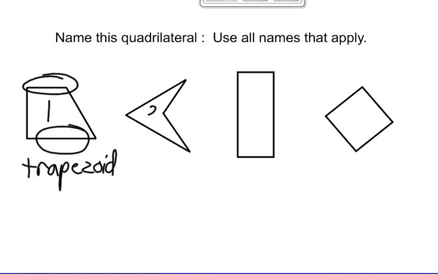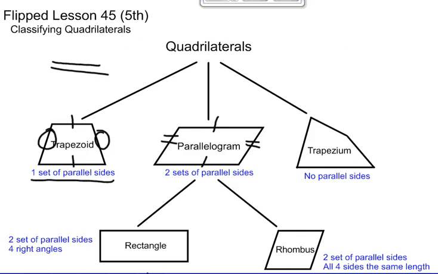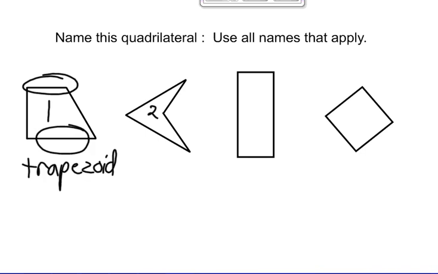If you look at shape number 2, we want to start by identifying parallel lines. Looking closely at this, there are no parallel lines. Looking back at our diagram, you see no parallel sides, which means that this is a type of trapezium. Next shape, shape number 3.